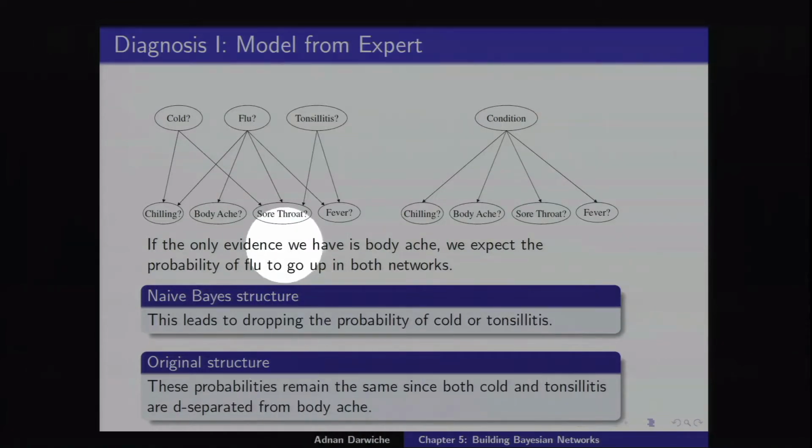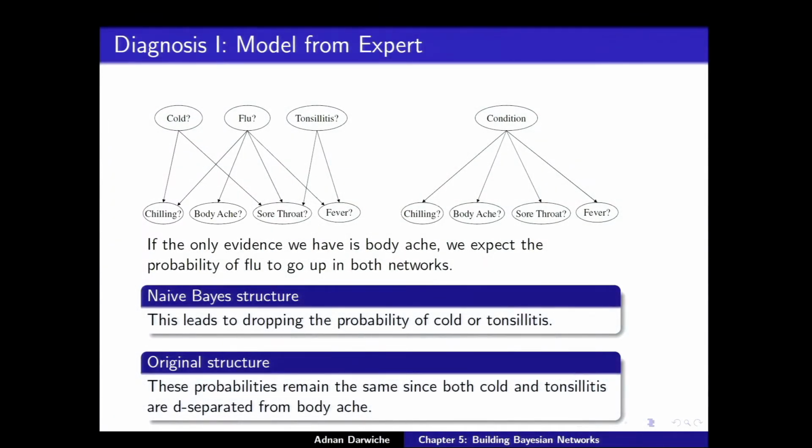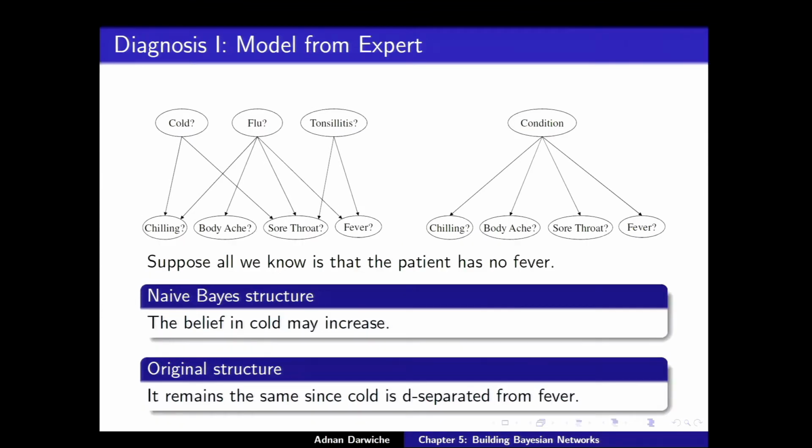What happens here? What is the relationship between body ache and cold? Are they d-separated? They are. You can prove independence here. These probabilities remain the same since both cold and tonsillitis are d-separated from body ache. You don't even have to look at numbers. By looking at these structures and being able to read the independence information entailed by these models, you can do quite a bit of reasoning about what's going on. There are actually more differences between these, but let's move on.